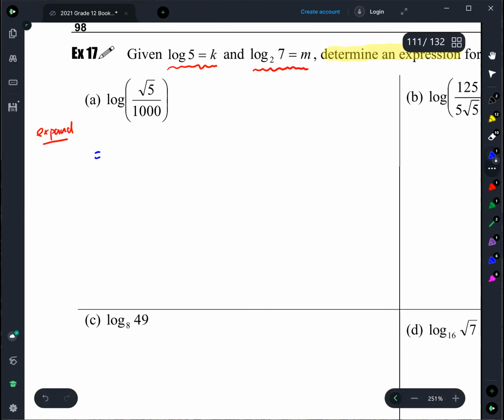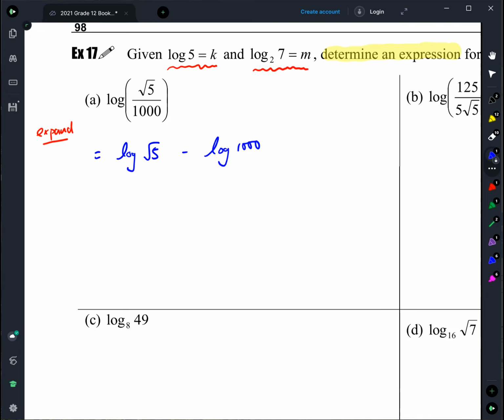So how do we expand this one? Callum, can you try this one? Which law do we apply for dividing the inside? Oh, I think you put it as log square root of 5 minus log 1000. Yeah, very good. All right, so now one of the logs has a radical. Remember we have a law that can deal with radicals.